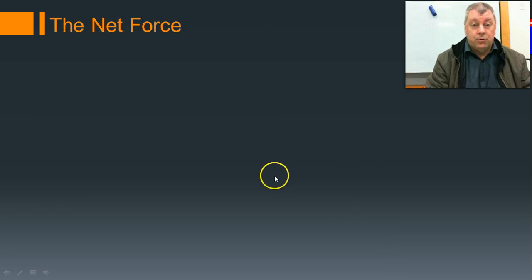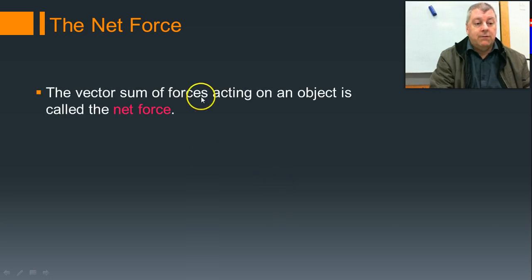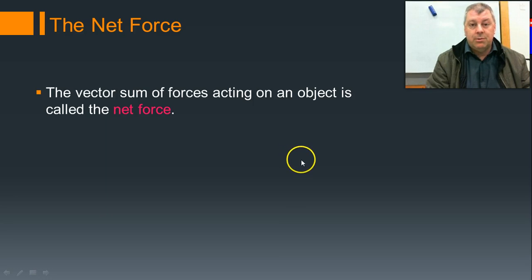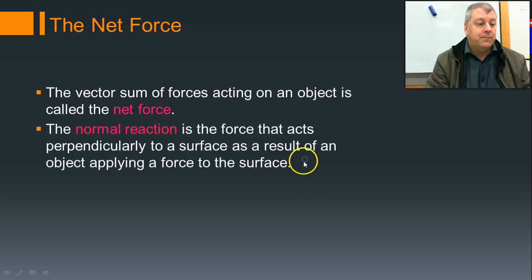Now, the term net force we've also used when we were looking at vectors, and it is the vector sum of the forces acting on an object. And usually we only talk about 2 forces, but in the reality of the world, objects can be pulled by innumerable forces. But we simplify it down for us in physical science.